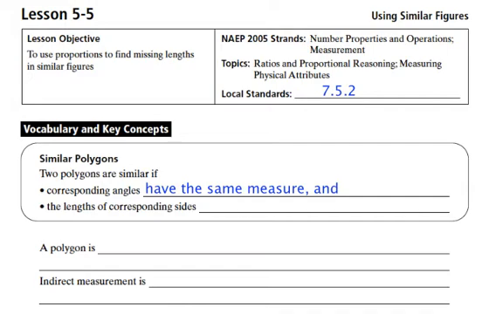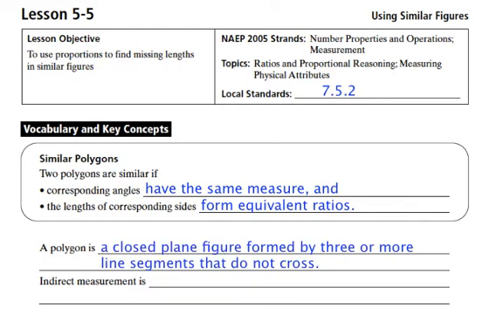Similar polygons. Two polygons are similar if the corresponding angles have the same measure and the lengths of the corresponding sides form equivalent ratios. A polygon is a closed plane figure formed by three or more line segments that do not cross.